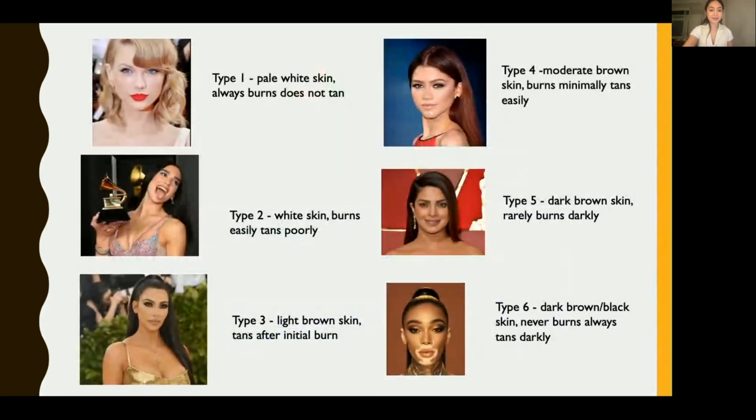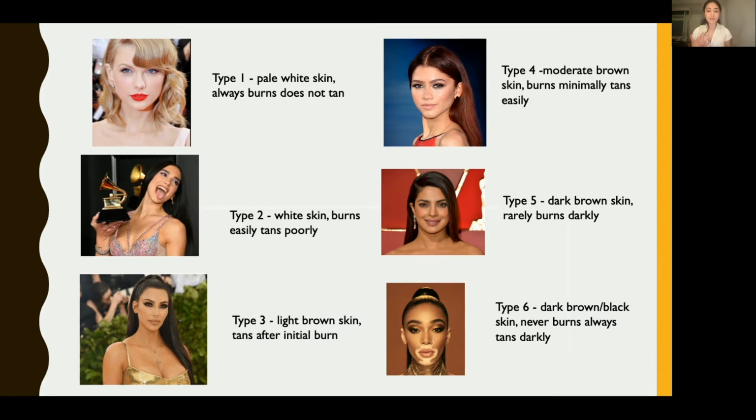Next slide. And I made my own celebrity Fitzpatrick phototype scale. So type 1, you're thinking more Taylor Swift, pale skin, tends to be blue eyes, always burns, doesn't tan. Type 2, you're thinking more Dua Lipa, still white skin, but a bit darker, burns easily, tans poorly. Type 3, you're thinking more Kim Kardashian. So she's got light brown skin, which tans after an initial burn. Type 4, you'll be thinking more Zendaya, so moderate brown skin, burns minimally, tans easily. And then type 5, you're thinking more Priyanka Chopra Jonas, dark brown skin, rarely burns, tans darkly.